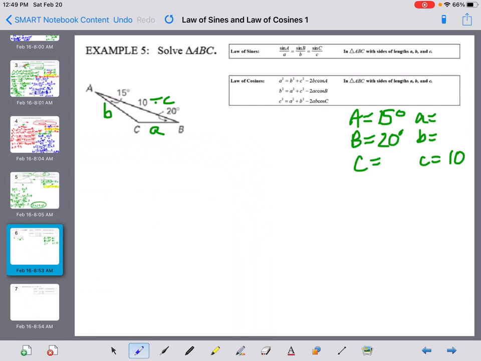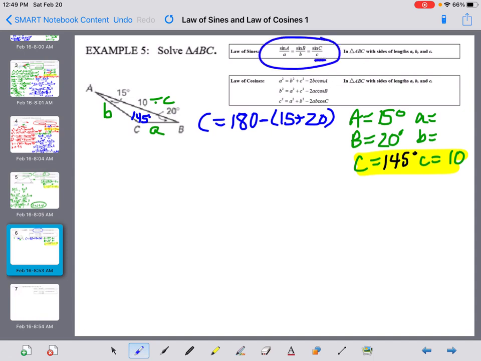Quick reminder, if you know 2 angles, that's a quick subtraction, right? Okay, 180 minus my 15 plus 20. Angle C is definitely going to be obtuse, isn't it? How about 145? All right, which is nice because I don't have to solve for any angles. Okay, I have an angle and a side combo, so as long as I have an angle and side combo, I can use law of sines. So I'm going to start with C and C since that's what I know.